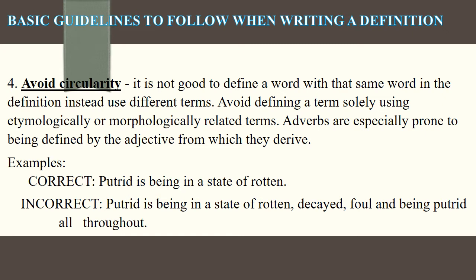So an example for this is the correct definition of the word putrid. Putrid is being in a state of rotten. The incorrect one: putrid is being in a state of rotten, decayed, foul, and being putrid all throughout. So we can see that in the incorrect definition of the word putrid, the word putrid is being used in giving the definition. We can see it on the right side of the slide.